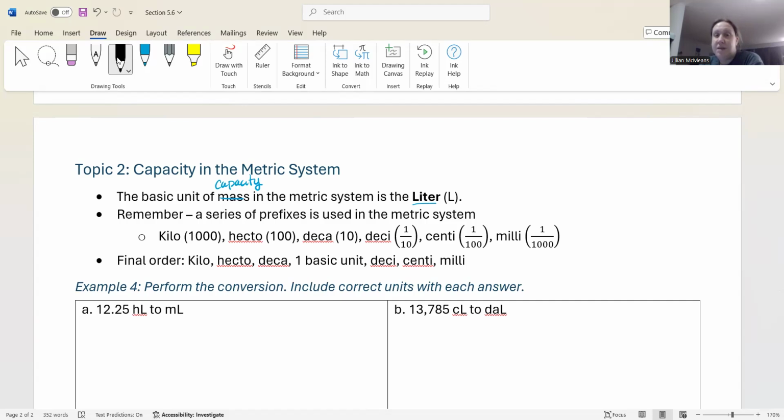Now remember, we have a series of prefixes that we use in the metric system. We have kilo, which means 1,000, hecto means 100, deca means 10, and then we get to the smaller prefixes. Deci means 1/10, centi means 100th, and milli means 1,000th. And then the order that we're looking for is kilo, hecto, deca, one single basic unit, which is a liter, and then deci, centi, milli.